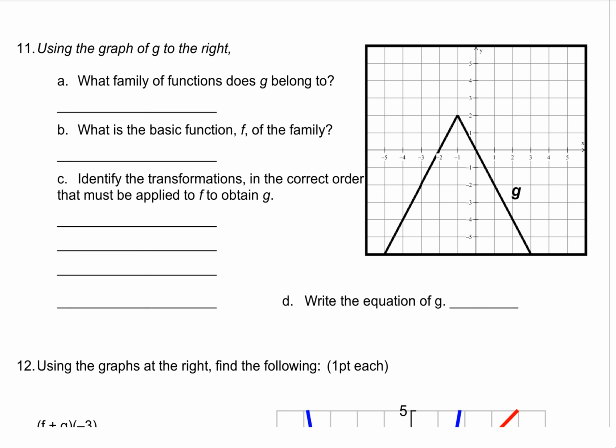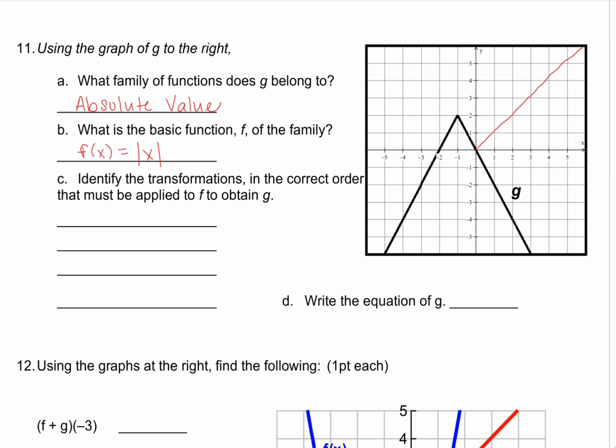All right, so now we're looking at transformations. Remember, we need to know our parent functions for these. So question 11, it says, what family of functions does g belong to? Well, it's shaped like a V, so I know that it comes from the absolute value family. Now it says, what is the basic function of the family? Meaning, what is the parent function? Well, it's f of x equals the absolute value of x. If I were to draw it, it would look like this on my graph.